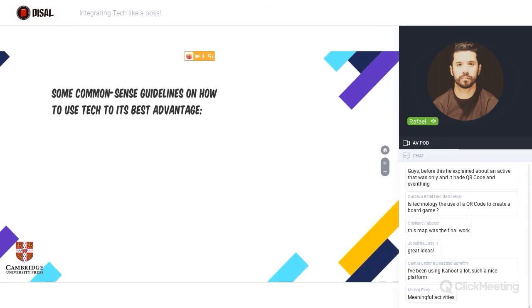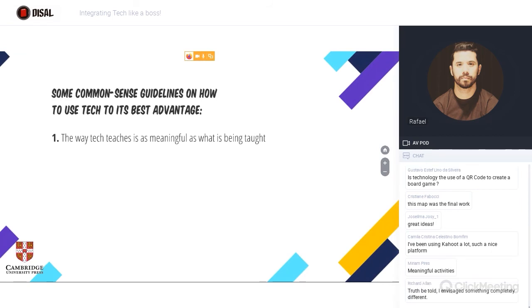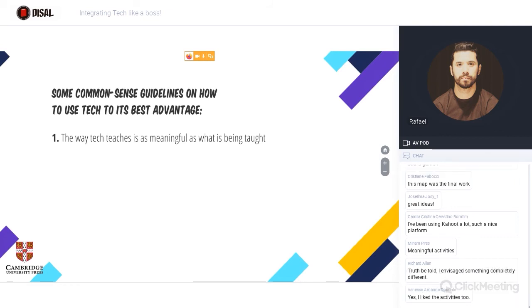So my very first advice would be, the way technology teaches is, in my opinion, as meaningful as what is being taught. So whenever possible, try to make smart choices about what you're going to be using in the classroom. Think about programs and digital tools that really encourage and push your kids to create something, solve real problems, and develop a number of important abilities, all these abilities that we have mentioned so far.